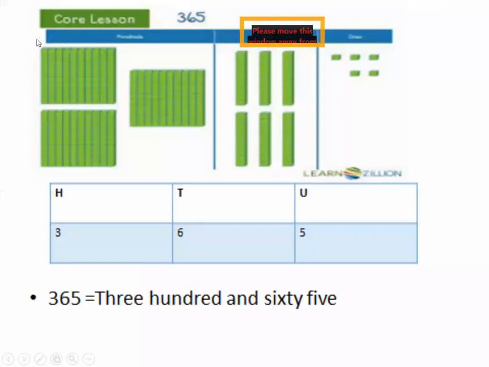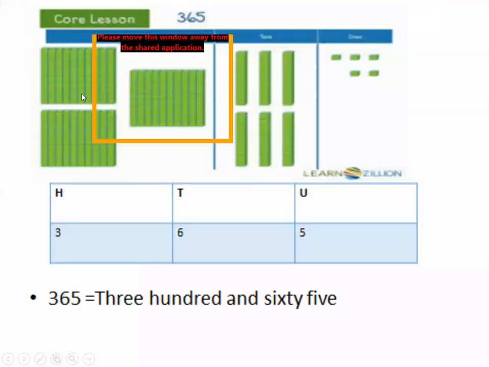Now see another example. These blocks also show a three-digit number because there are square blocks, tens blocks, and unit blocks. And we write three-digit numbers in the hundred, tens, and unit columns. So first count how many hundred blocks. 1, 2, 3. There are 300 blocks. So we write 3 in the 100 column.